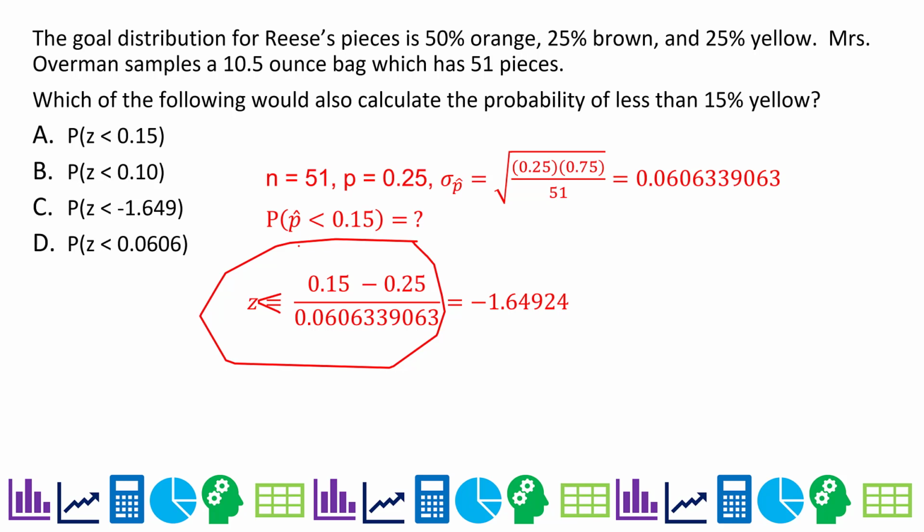But basically, the correct answer is C. So how do we do it? We just convert our value, our proportion, to its appropriate Z-score. So our statistic is 0.15, our true mean is 0.25, and then our standard deviation, which we calculated right there. So you can see that that is another way to show the probability of calculating less than 15% yellow. Okay, so be prepared to calculate Z-scores or to even choose among Z-scores, making sure they match. And so there you go. And we get the same probability, which is 0.050. So that's a good sign.